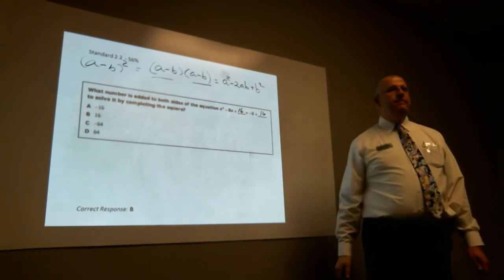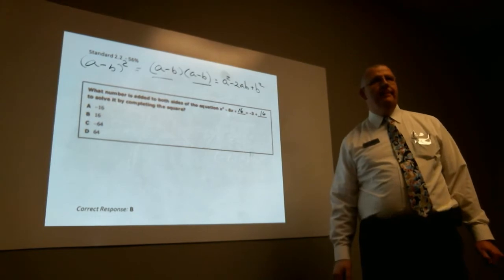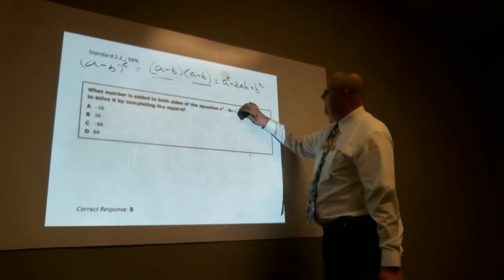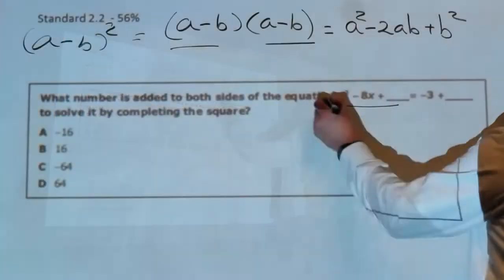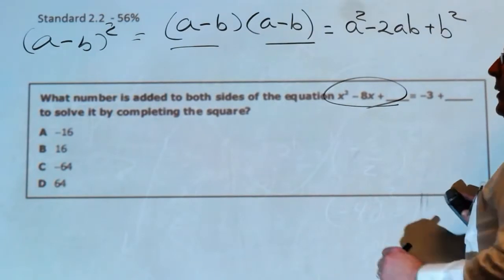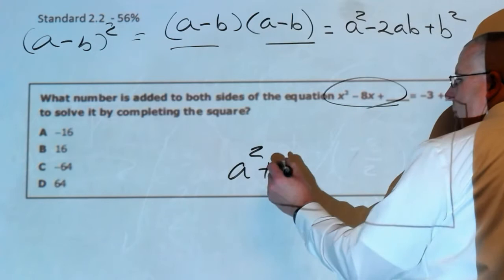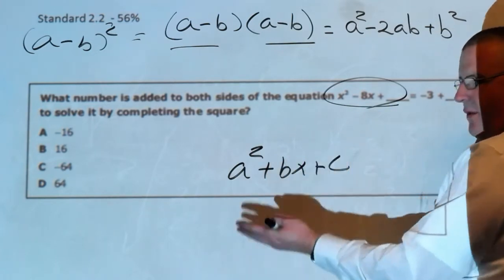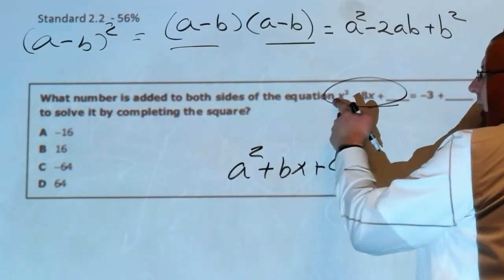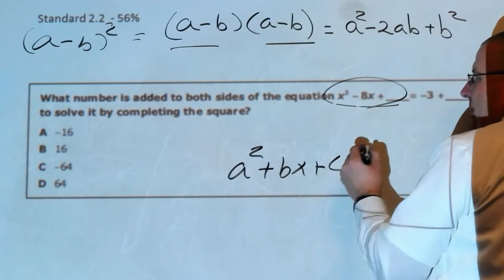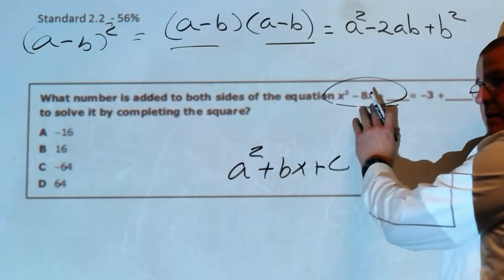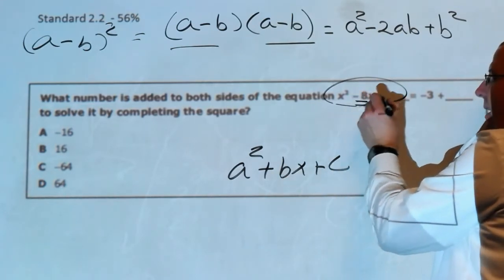How come you don't do -3? Why do you do negative? Because my x's are over here, and I want to complete the square. I want it to look like ax squared plus bx plus c. This is a general form of a quadratic. Here I have 1x squared minus 8x. And to make this a perfect square, I have to take half of that and square it.